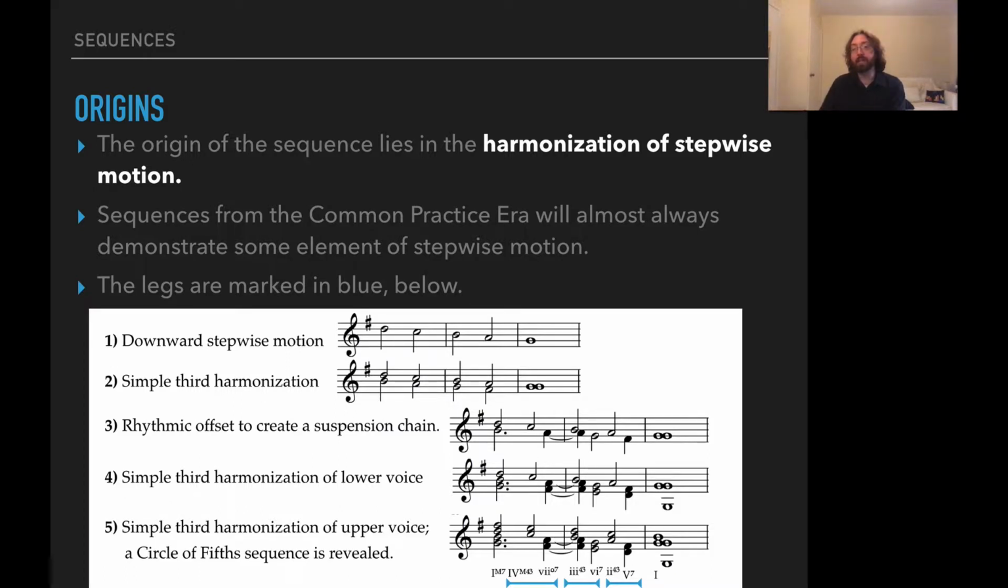Now, let's analyze that. 1, 4, 4, 3, 7, half diminished 7, 3, 4, 3, 6, 7, 2, 4, 3, 5, 7, 1. So first of all, here we have the origin of the circle of fifths. And as you might be aware, the circle of fifths is itself a sequence. And highlighted in blue here are the legs of the sequence. 4 to 7, 3 to 6, 2 to 5, and then we finally get back to 1.